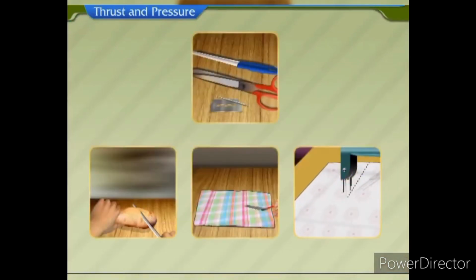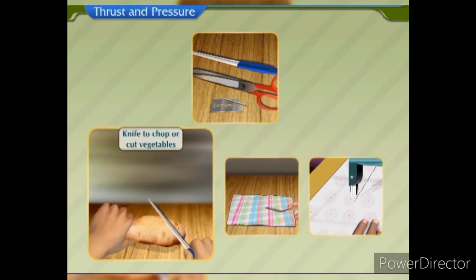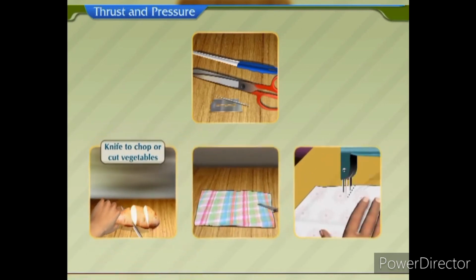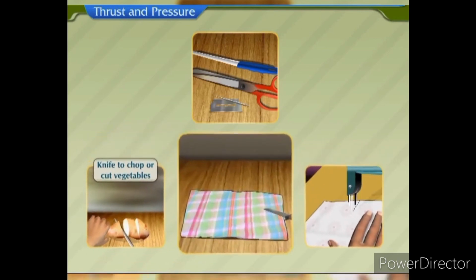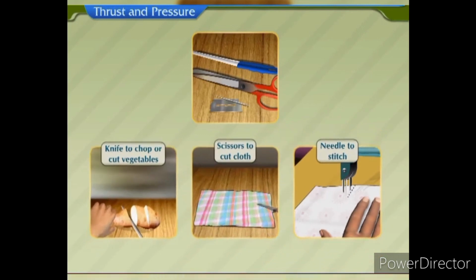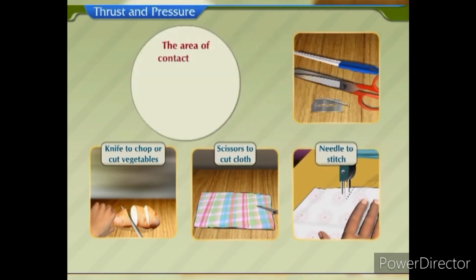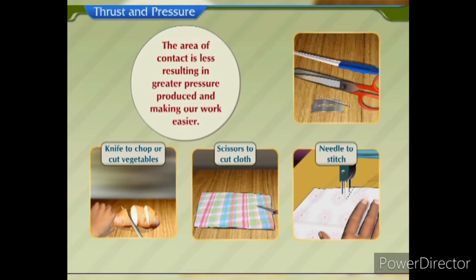Just look into your surroundings and locate examples where the concept of pressure is put to use. We may start by using a knife to chop or cut vegetables. Knives, blades and other devices like scissors and needles have sharp edges or pointed tips. This makes chopping, cutting and stitching easy as the area of contact is less, resulting in greater pressure produced and making our work easier.